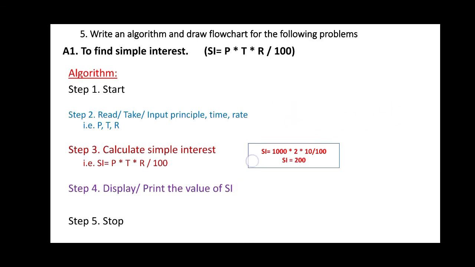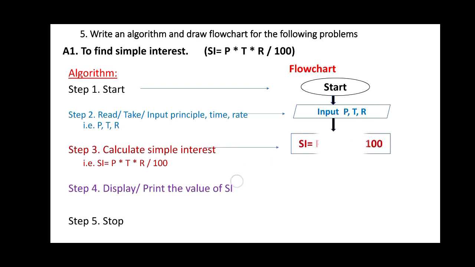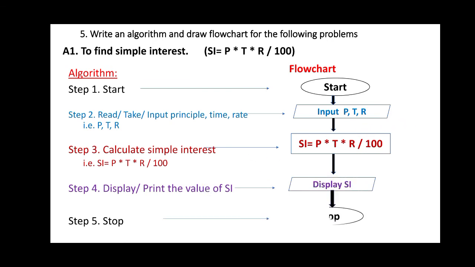So let's write the flowchart. What will the flowchart be? It's very simple. Like the previous example, for start we use the oval symbol, again a flow line. For the second step, an input output box, again a flow line, and then the calculation part, and then again a flow line and the display output box, and then again a flow line, and finally the oval symbol for stop.